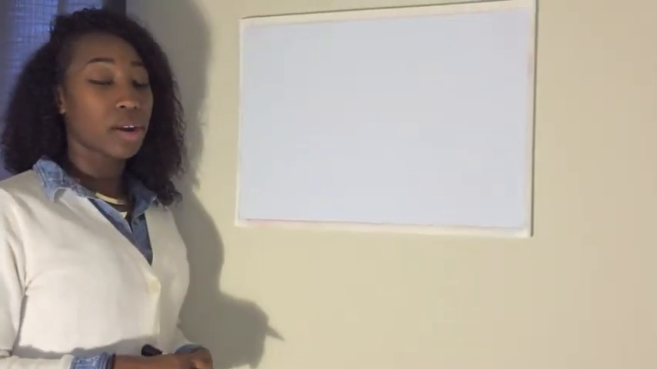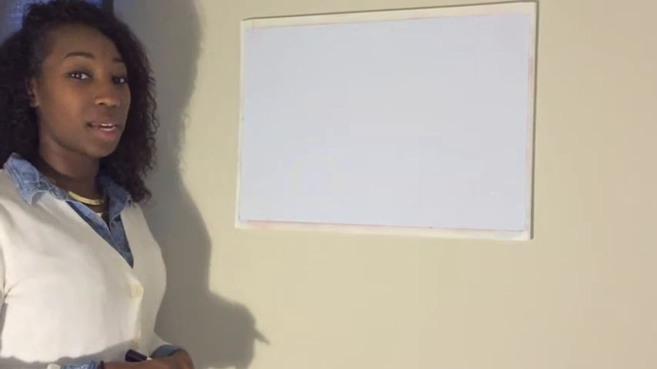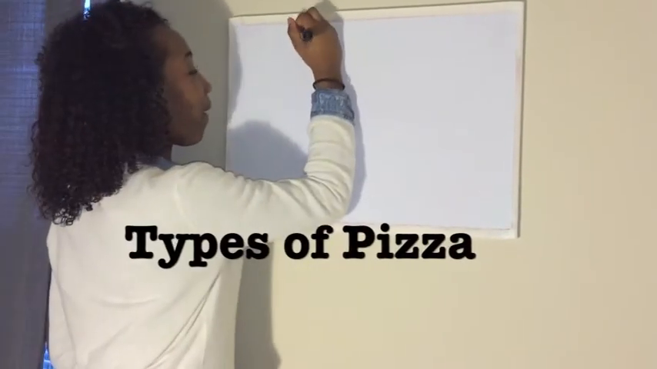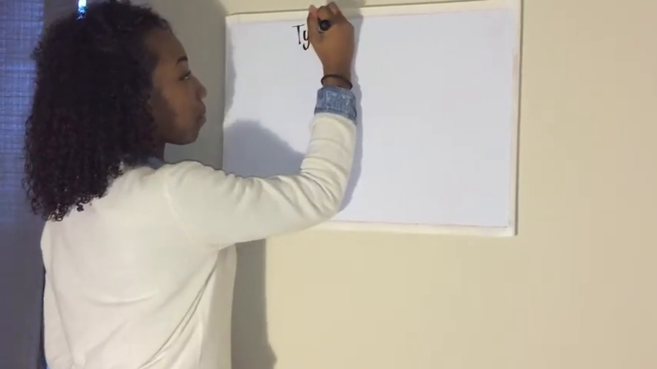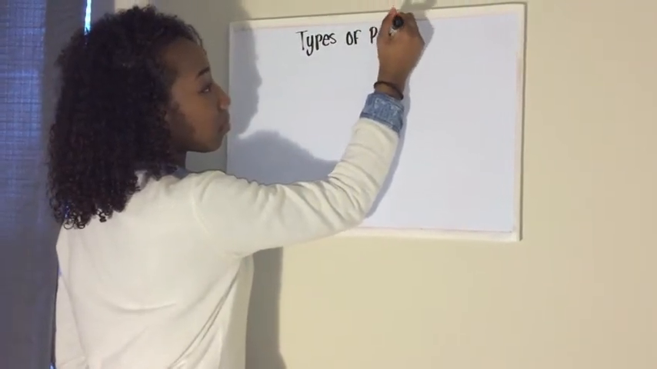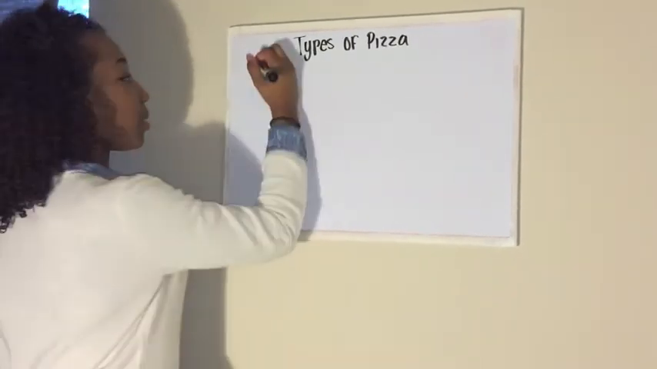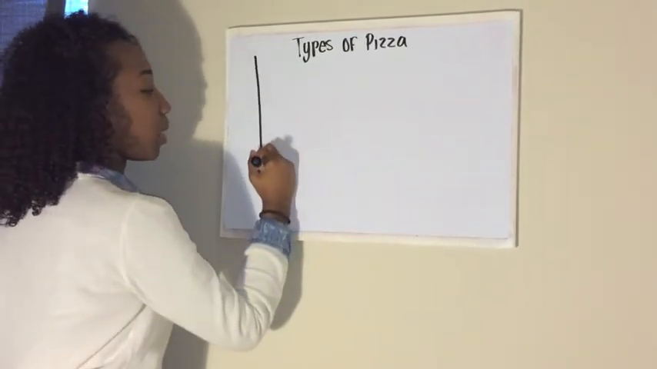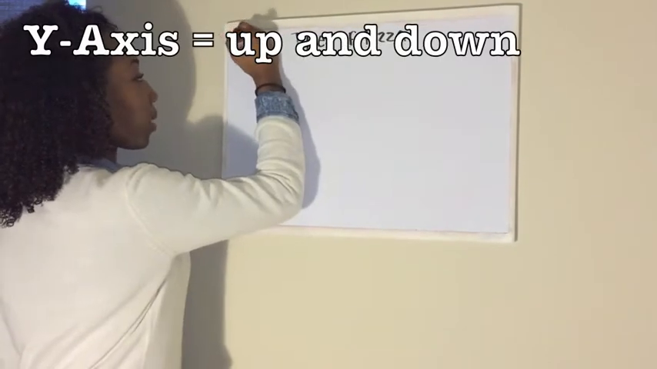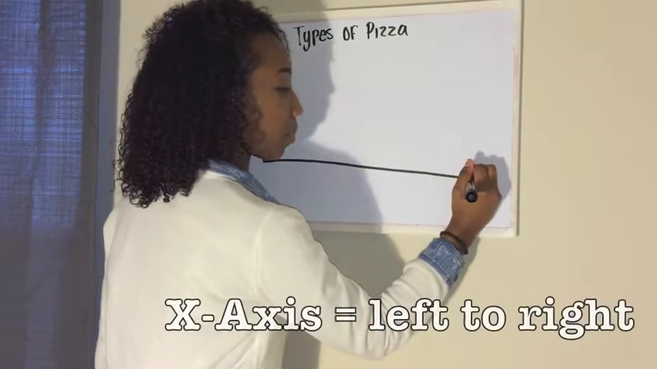When constructing a bar graph, you have to have a title. The title of this bar graph is going to be Types of Pizza. Next, let's draw our y-axis, which goes up and down, and then our x-axis, which goes from left to right.